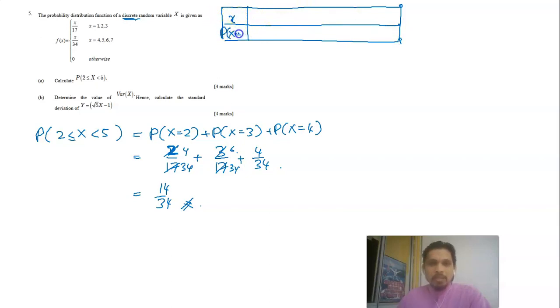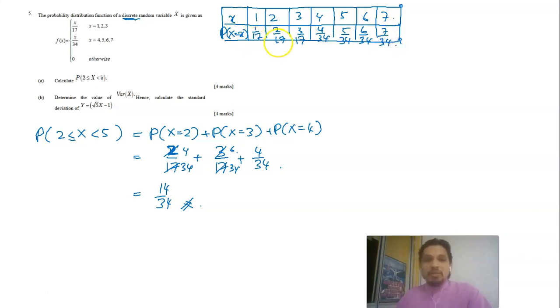X and property of x equal to an x. 1, 2, 3, 4, 5, 6, and 7. Okay? So, x equal to 1, 1 over 17, 2 over 17, 3 over 17, 4 over 34, 5 over 34, 6 over 34, and 7 over 34. If you would like to change all this into a common denominator of 34, it is 17 times 2. So 2 over 34, 4 over 34, 6 over 34, something like that.